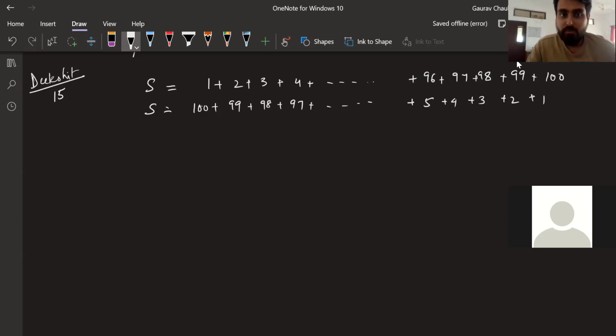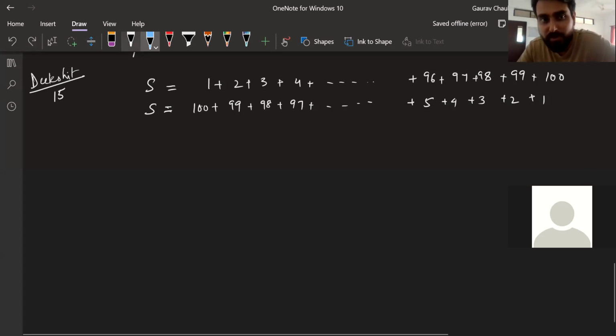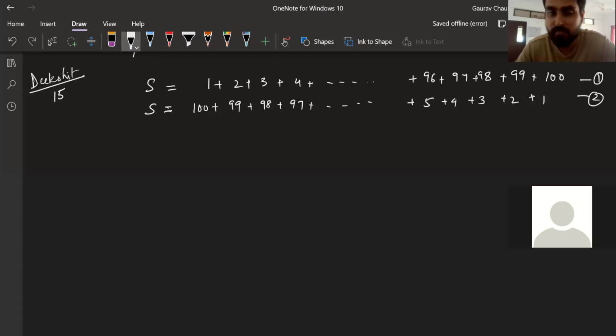So here we are at S plus S. Now see what Gauss did. He wrote the sum like this first, and then because addition is commutative, he just changed the order and wrote it. Now I want you to think about this. What will happen when we add equations 1 and 2? It's basically S plus S, that is 2S, on the left hand side.